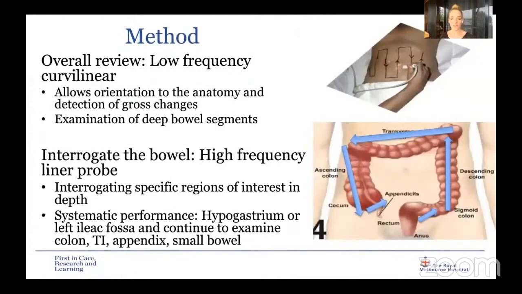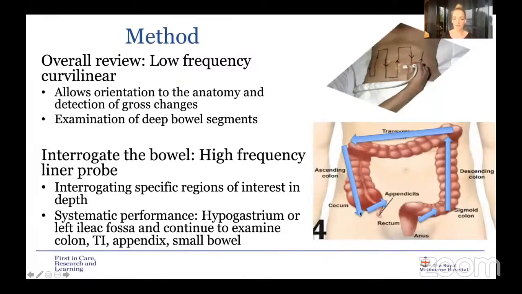So when we approach a patient, we first start with that low frequency curvilinear probe we discussed earlier, and we do this zigzagging pattern over here to look at the overall orientation of the anatomy and to detect any gross changes. That low frequency probe is also good if people have heavier builds and you can't get through the abdominal fat, as well as looking at examination of deep bowel segments. Then, as I said, the most important part of the examination is with this high frequency linear probe. Again, it's done in a very systematic performance.